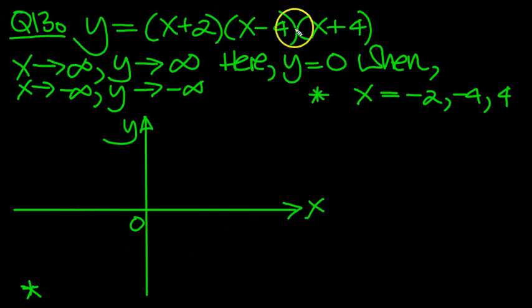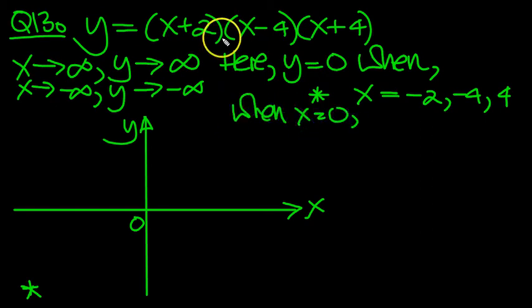Okay, now when x is 0, what value do we get? When x equals 0, that's an easy value to get. You get 2 in this bracket, you get minus 4 and 4. 4 times 2 is 8, 8 fours are minus 32. So y equals minus 32, which is really long negative. So let's just draw it then. I'll have to scale it accordingly.